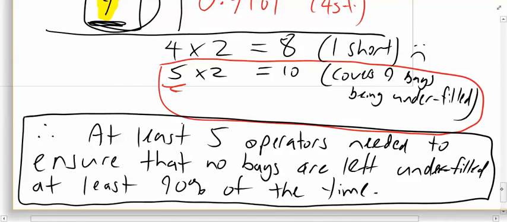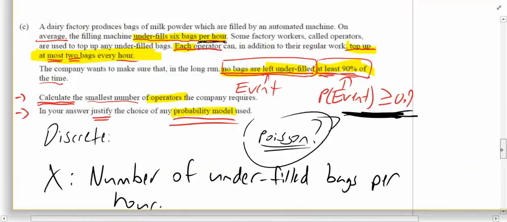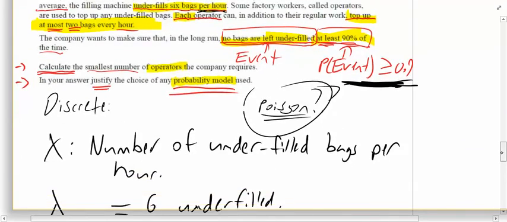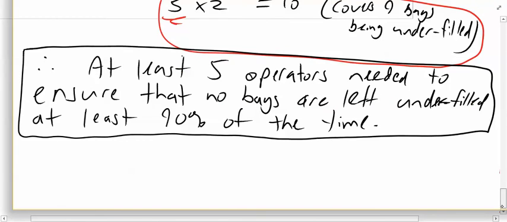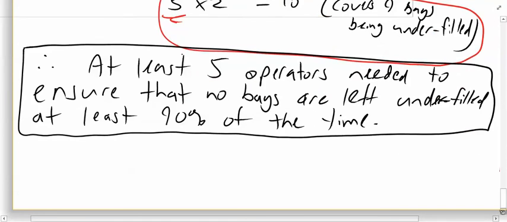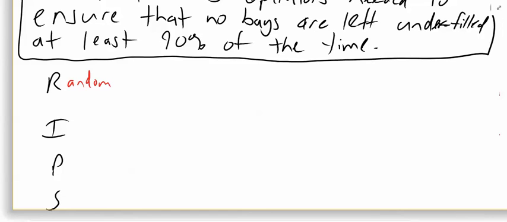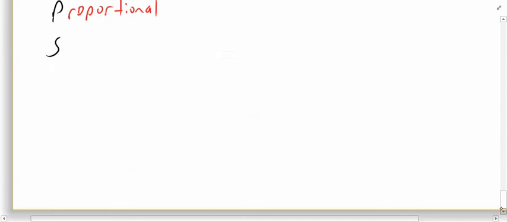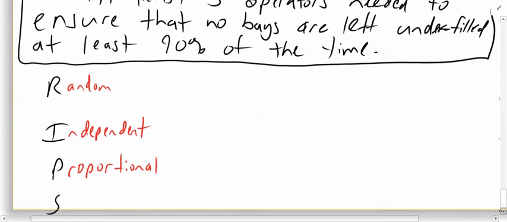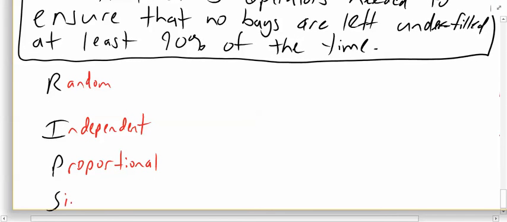And that's our verdict. Now, there was one more instruction too, and that was, in your answer, justify the choice of any probability model used. So why is Poisson appropriate? A good acronym for the Poisson distribution is RIPS. And this gives us our 4 conditions needed. So the R stands for random, the I stands for independent, the P stands for proportional, and the S stands for simultaneous, or really it's that events cannot occur simultaneously, so not simultaneous.